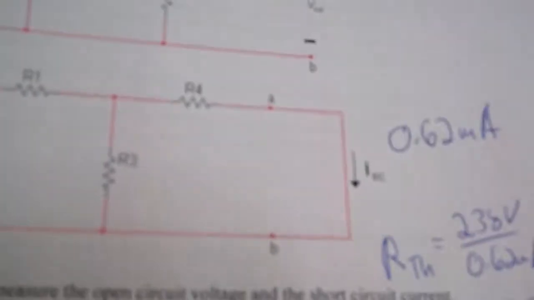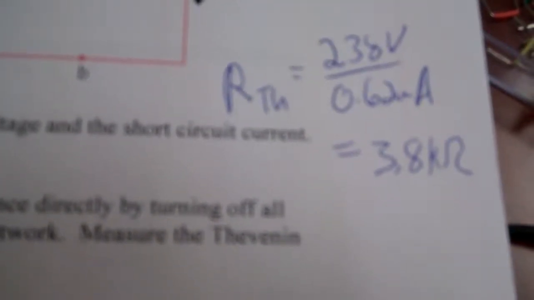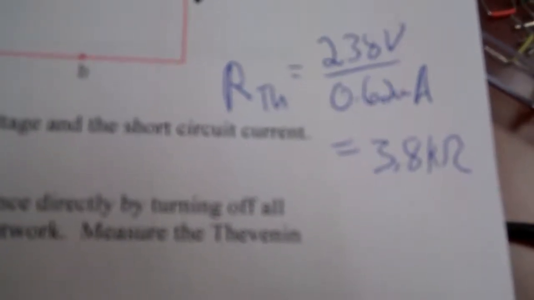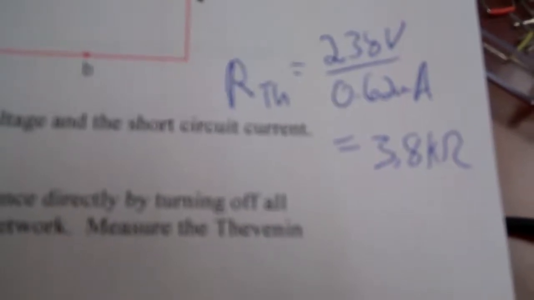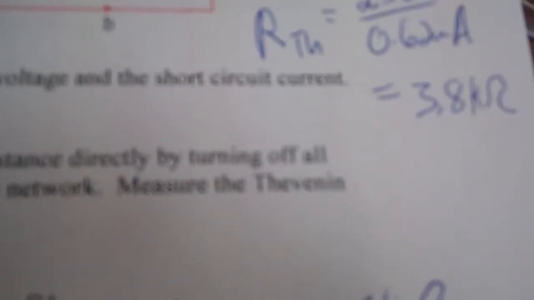And then the next step is you can replace the load resistor with a wire, and then you measure, using the probes again, the current across that wire. In this case I got 0.62 milliamps. And then if you want to find the Thevenin resistance, you divide those 2 numbers and you get 3.8 kiloohms, which is close to the requested 3.9 kiloohms given in the instructions.